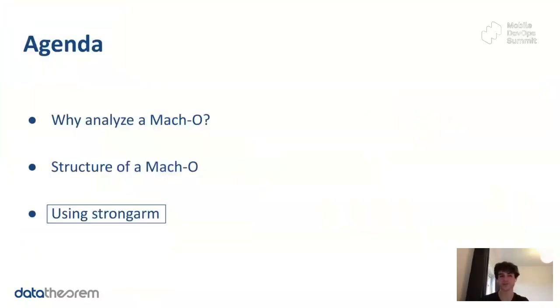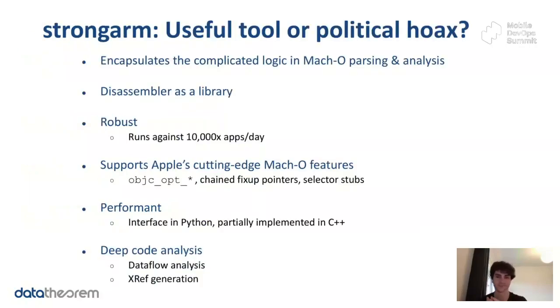So Strongarm is a tool to help with this. Moving on from the structure of a Mach-O to using this tool, Strongarm, which helps. As I mentioned, it encapsulates all this complicated logic in Mach-O parsing and analysis. If you've used a disassembler before, Strongarm is essentially a disassembler as a Python library. It's also robust and production grade. We use it heavily at Data Theorem, and it runs against 10,000 apps every day.